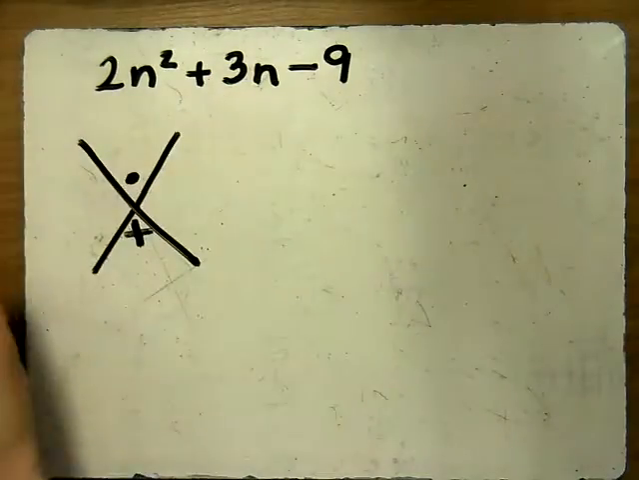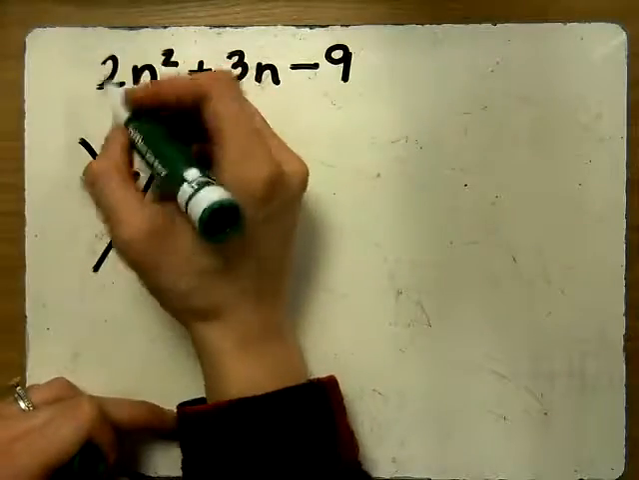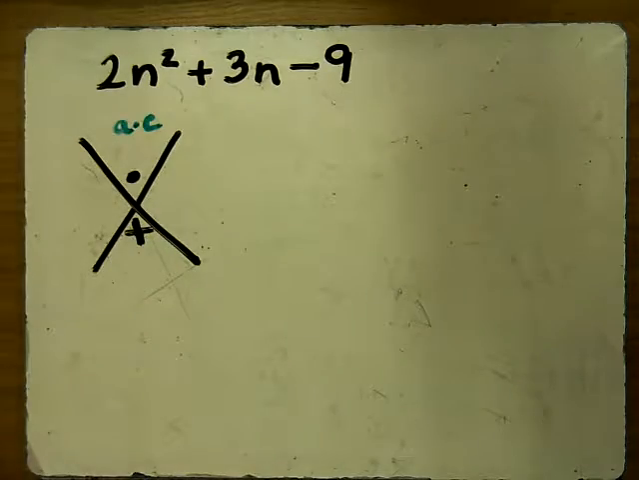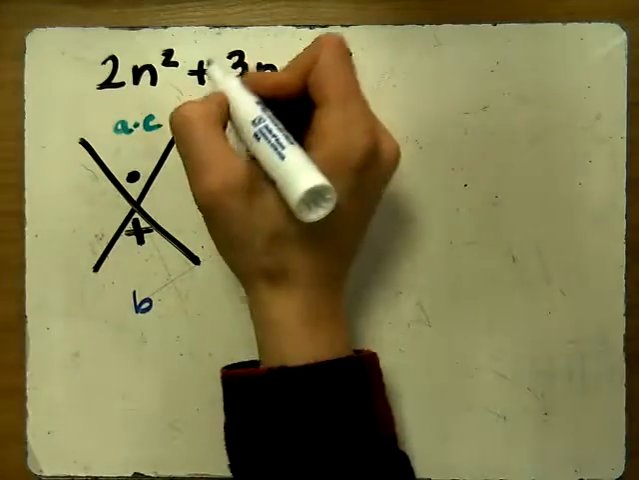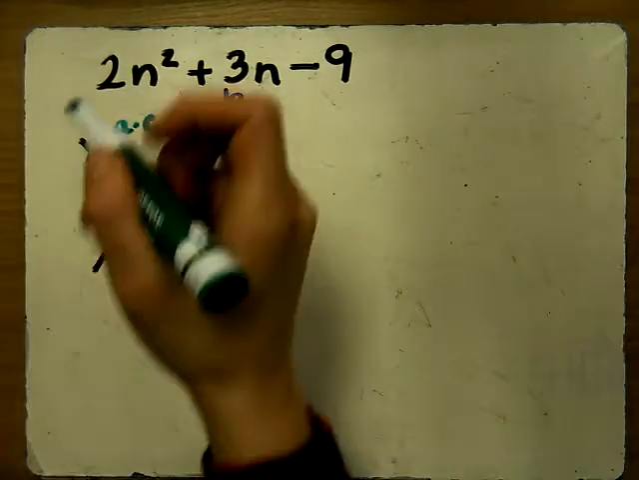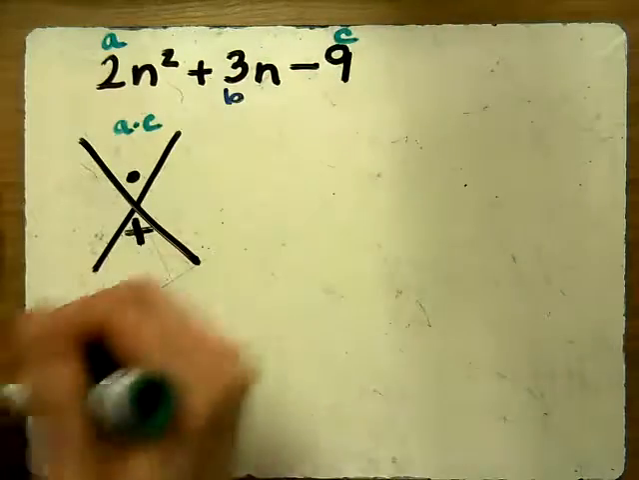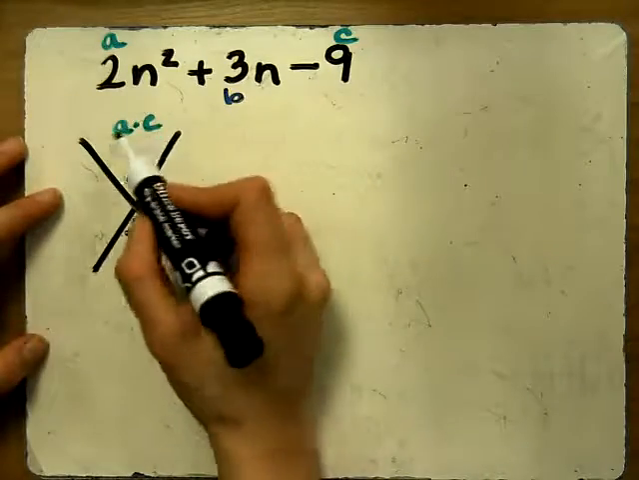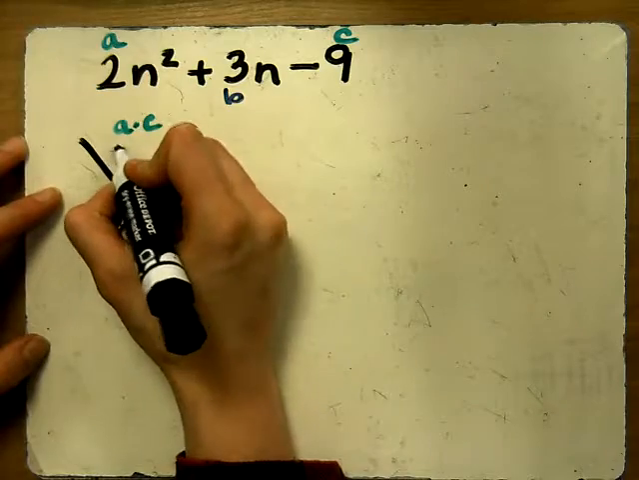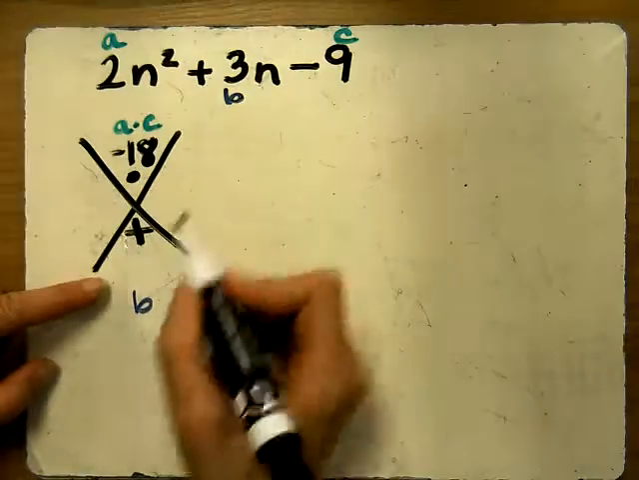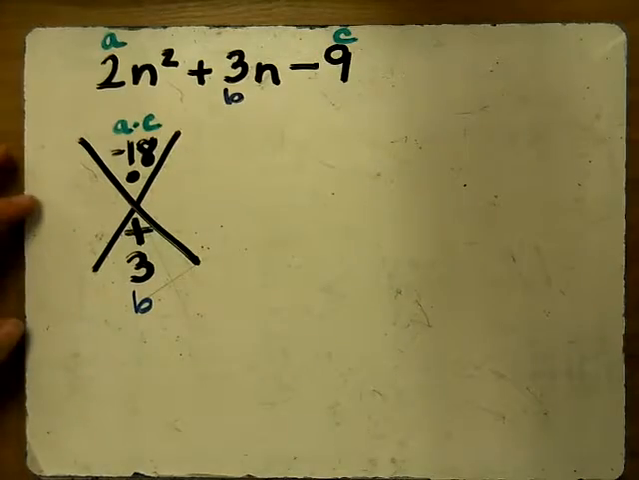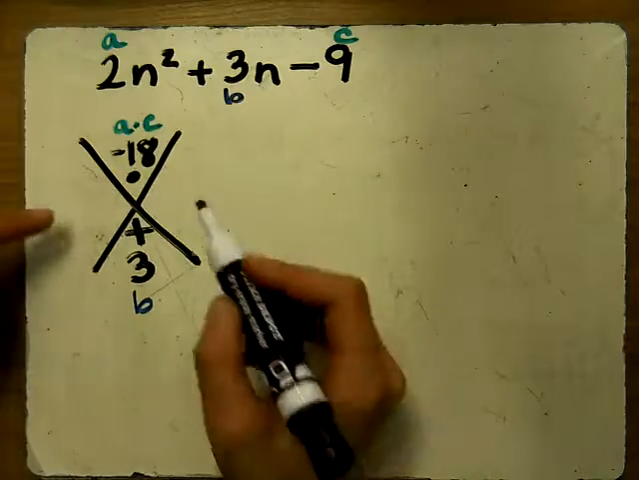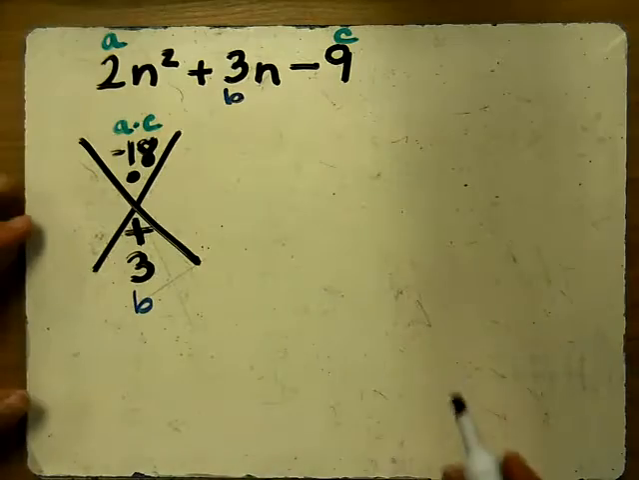So we want two things that multiply to be whatever our A times C is. A times C goes up here, and they want to add to be B. So here's my B, here's my A, and my C. In this product sum puzzle, A times C, 2 times negative 9, would be negative 18, and my B term is a positive 3. So I want to find out what two numbers multiply to be negative 18 and add to be 3, or two numbers whose product is negative 18 and whose sum is 3.